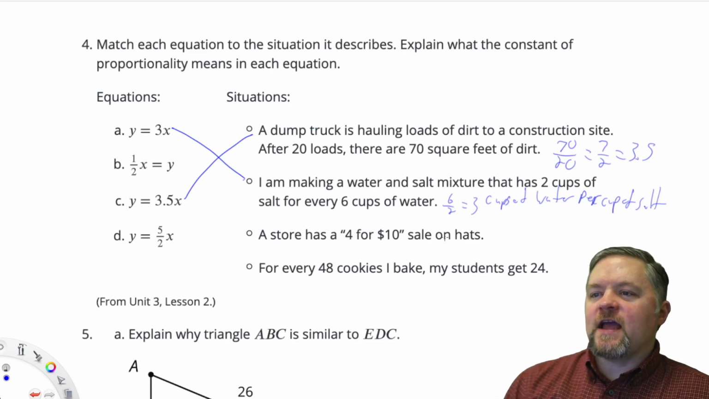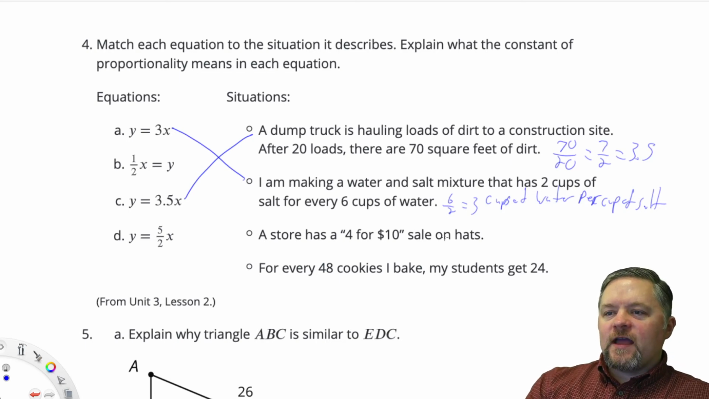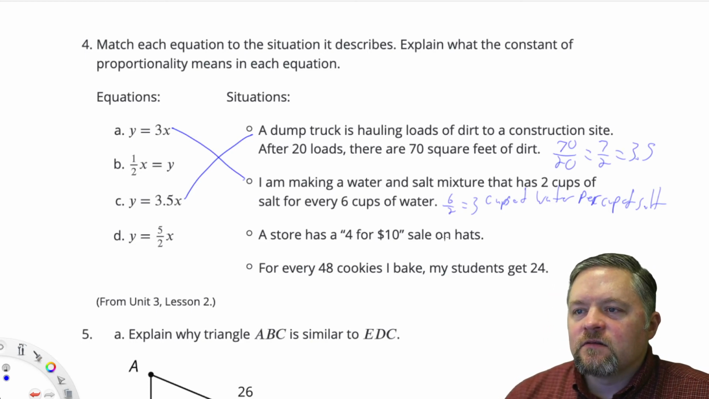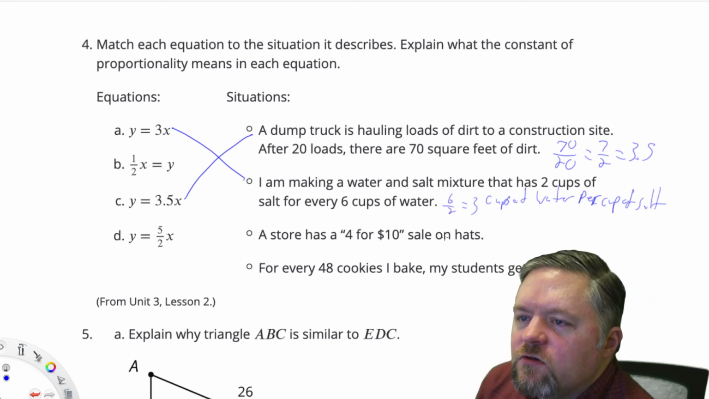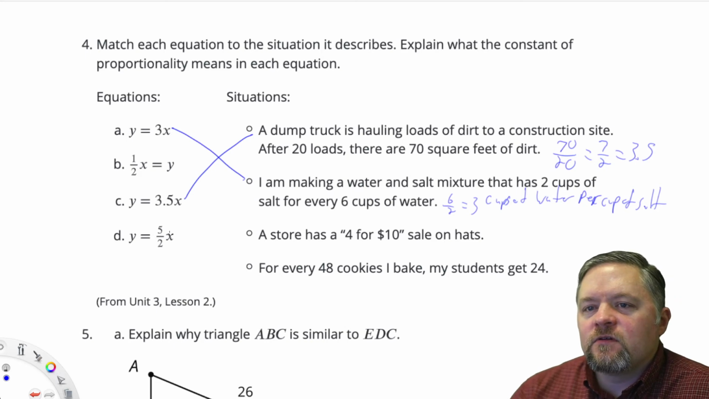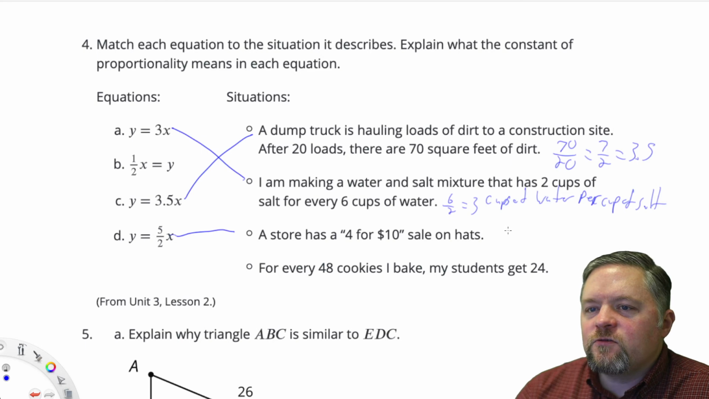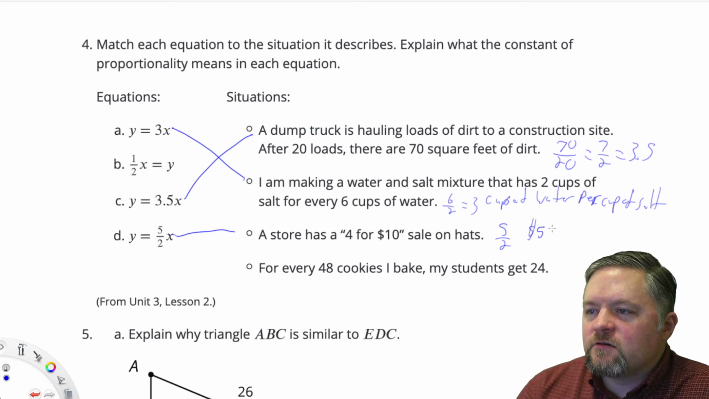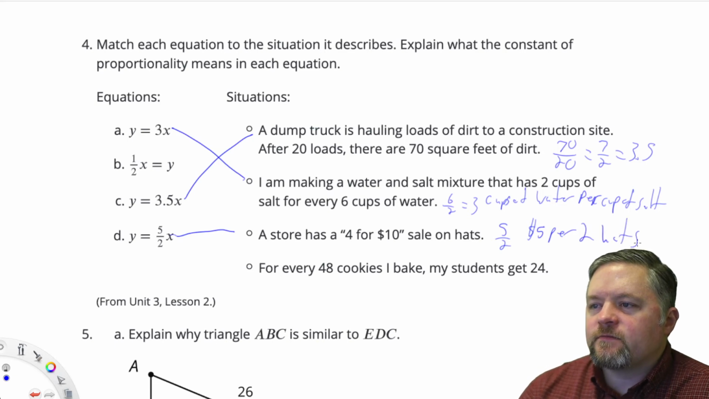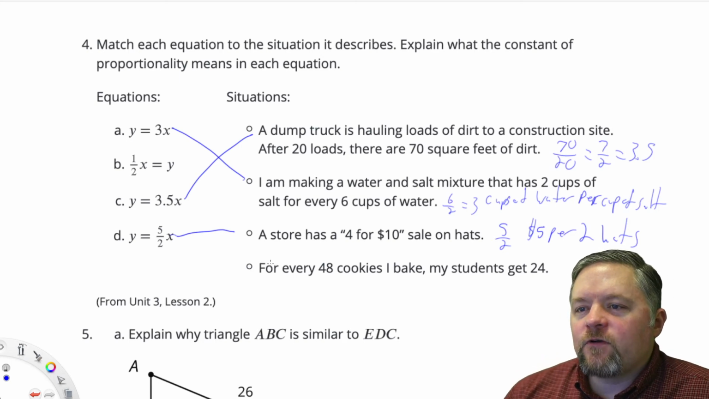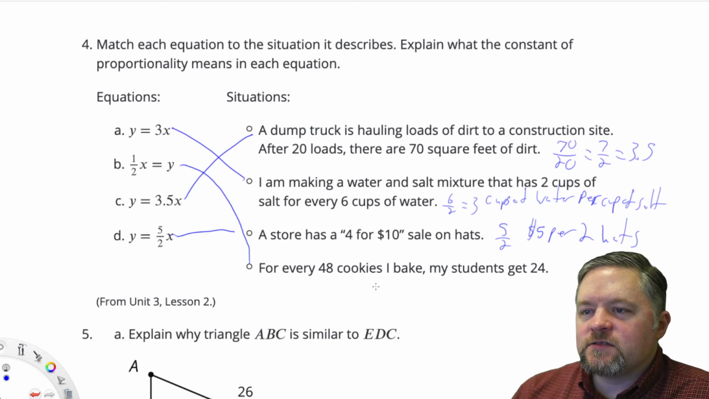A store has a 4 for $10 sale on hats. 4 for $10, that would mean 2 for 5, which means that has to go with this. So 5 over 2, which means $5 per 2 hats. For every 48 cookies I bake, my students get 24. 24 divided by 48 is a half. So this means my students get half the cookies.